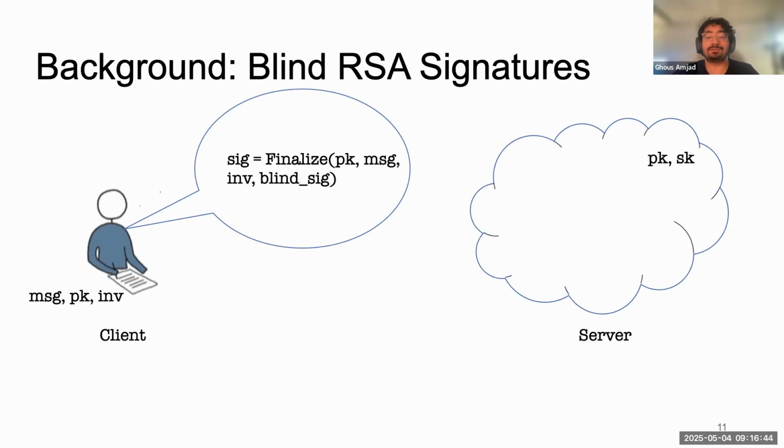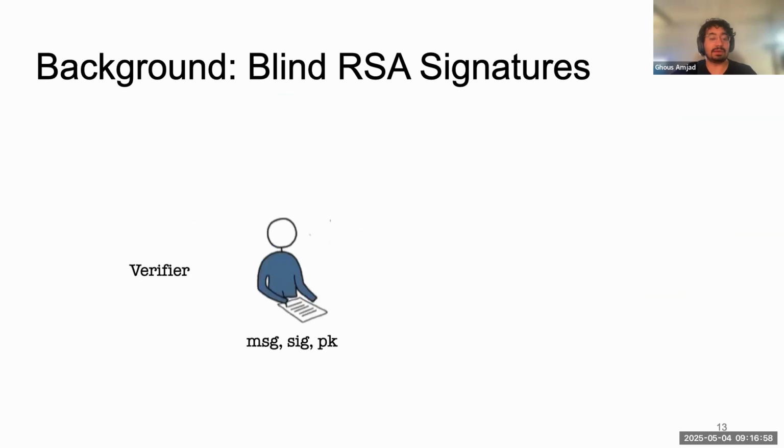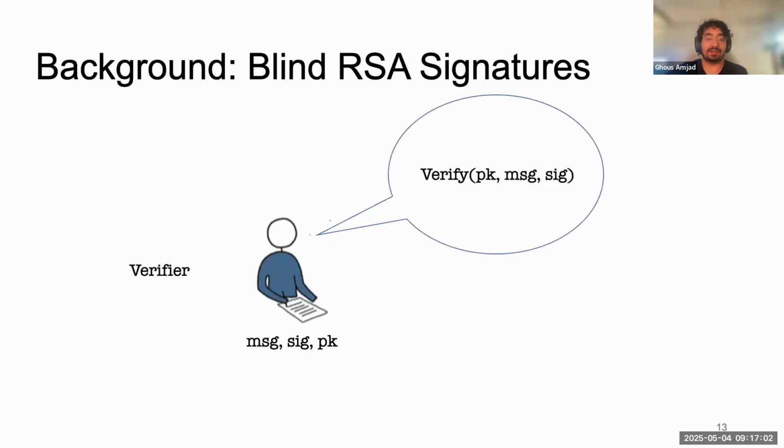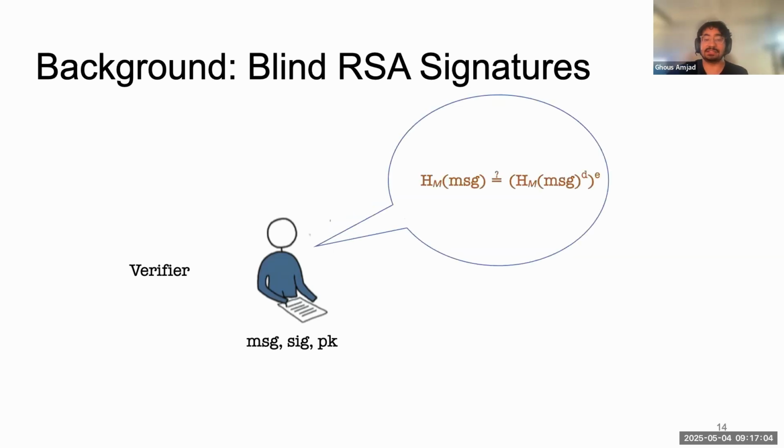Now, for the final part, the client finalizes this blinded signature to produce the final signature, which is basically multiplying the server output with r inverse to cancel out r, and we are left with the signature. Now, the signature is publicly verifiable, so anyone with the public key can verify it. And here you basically just need to raise the signature to the public exponent and see if it's equal to the hash of the inputted message.